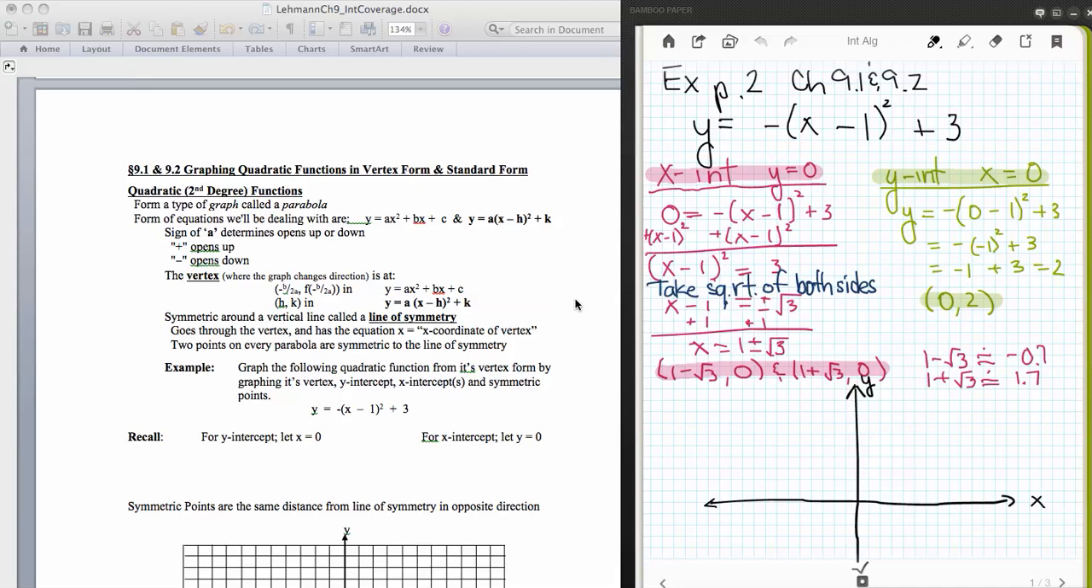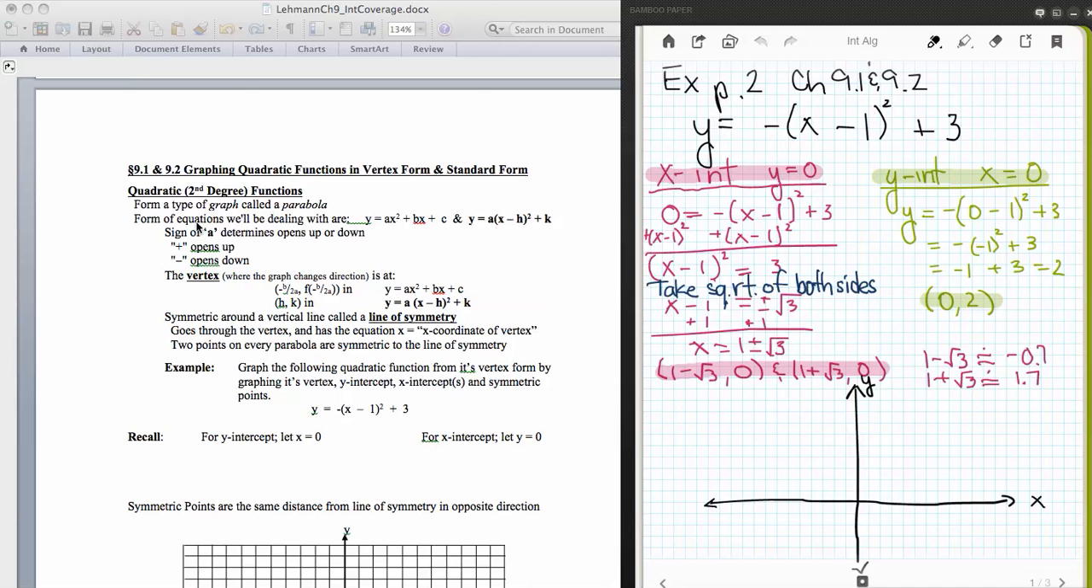This video is to accompany the Lehmann's Intermediate Algebra textbook that is used at Kenyatta College, and I'm talking about sections 9.1 and 9.2, graphing quadratic functions in both the vertex form and the standard form. So I'm going to start by going over the example that I was covering in my classroom.